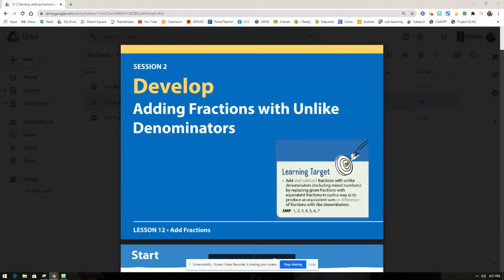Hi, today we're going to be working on Lesson 12, Session 2. We will be adding fractions with unlike denominators. Today we're really going to focus on developing strategies to add those fractions with unlike denominators. We'll be working in our Ready Classroom math workbook, on pages 231 through 236. So go ahead and turn your math book to page 231.